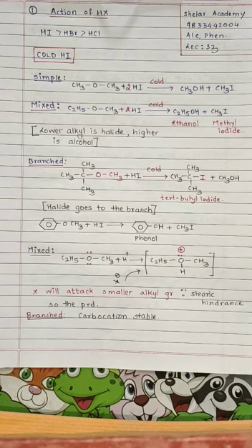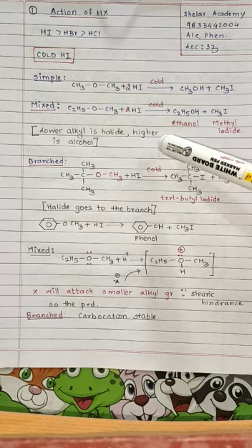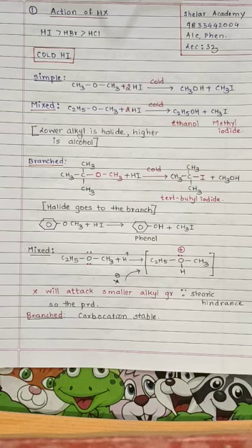Now we go for the next, that is the mixed ether. When a mixed ether reacts with cold HI, the lower alkyl group is the halide, and the higher is the alcohol.